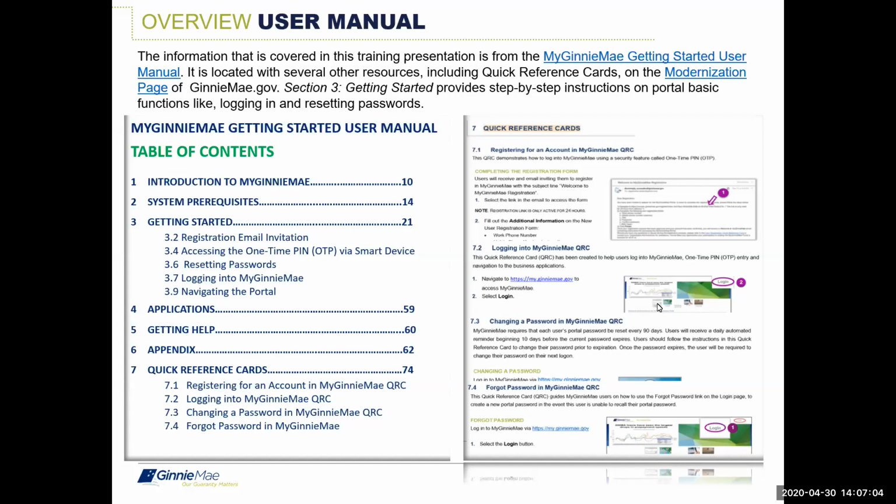We have a quick shot of some items that are in the table of contents included in the MyGinnieMae Getting Started User Manual, and a screenshot of kind of what those instructions are. You can see there's step-by-step instructions with screenshots that'll walk you through how to complete these actions. So while we're giving you a great overview today and we're happy to be here, we want you to know that there is a fantastic user manual available for you to answer many of the questions that you might have as you're navigating through the portal.